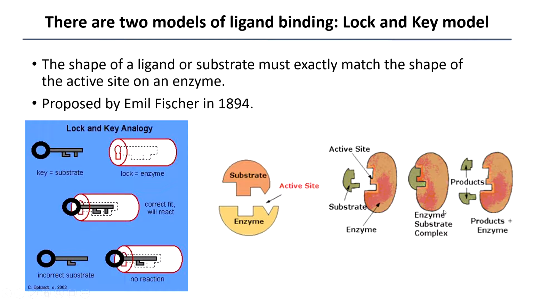So I'll stay here, sorry, I jumped ahead of myself. That means the substrate would be more like a key, and the enzyme would be like a lock, where there's only one key that fits that lock, and it has to fit perfectly. The wrong key will not fit in the lock, and so no reaction will proceed. So this is the lock and key model, very rigid, very strict.